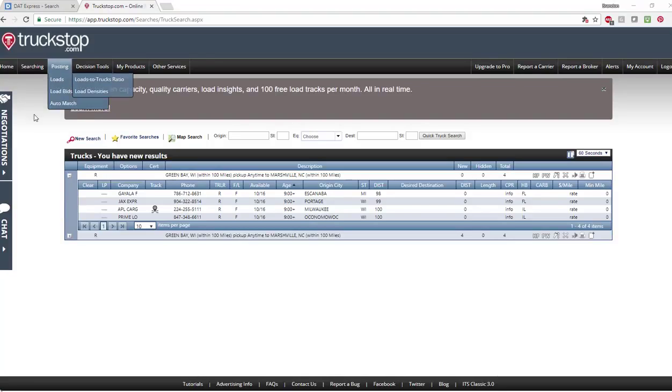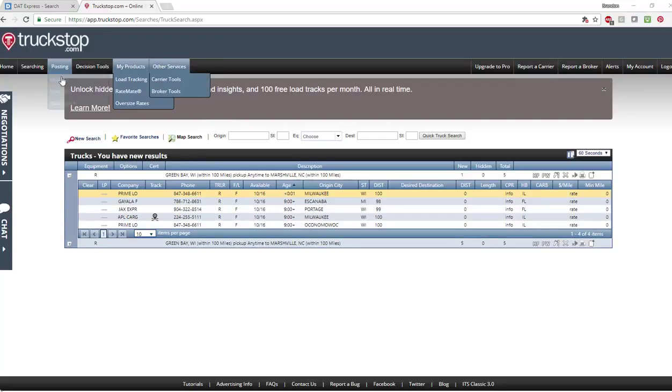Remember, now we're talking to our shipper. He wants a bid on a particular lane. Let's say he wants a bid on a lane that goes from Green Bay, Wisconsin to Marshville, North Carolina. In order to give him a bid, we've got to come up with a starting point. What type of price are we going to give him? What are we going to base that price on?